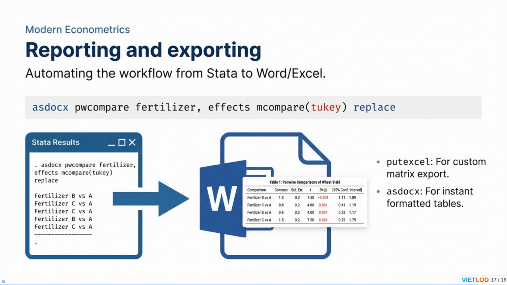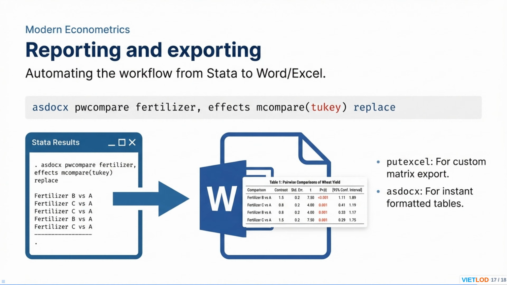Automating your workflow from Stata to Word or Excel is a key productivity hack that saves time and reduces manual entry errors. The asdocs command, as seen in the code block, is the most efficient tool for creating instant, formatted tables directly from your analysis results.